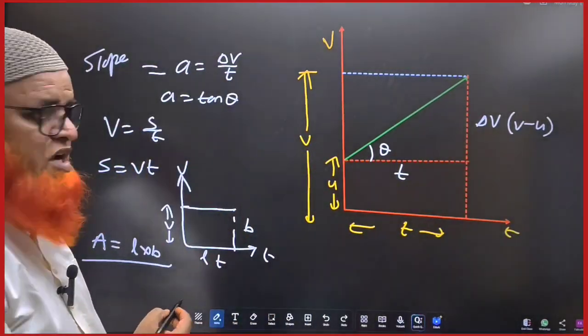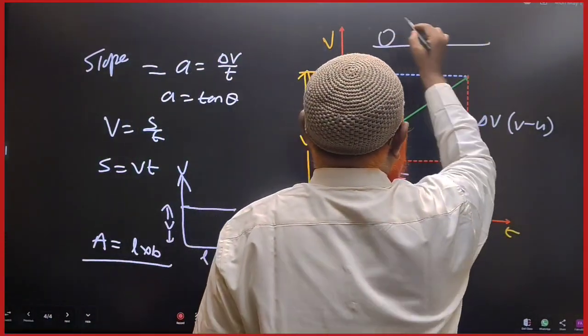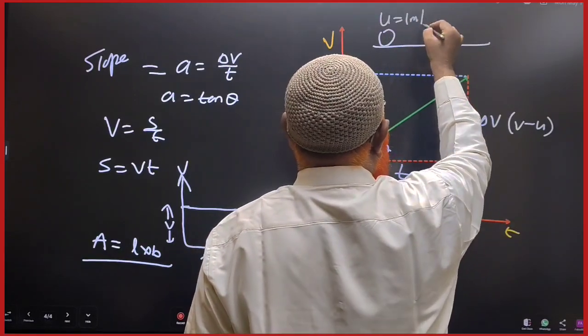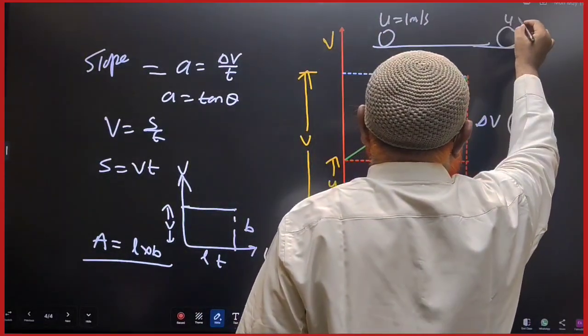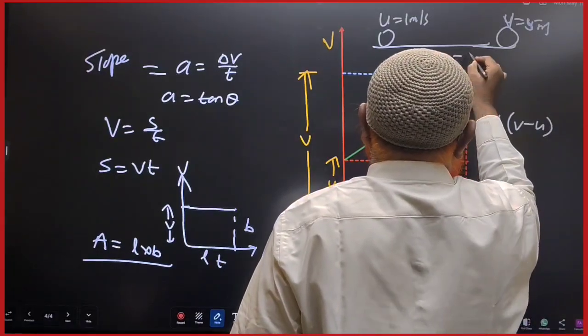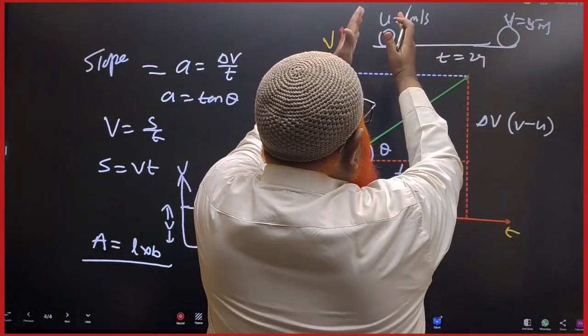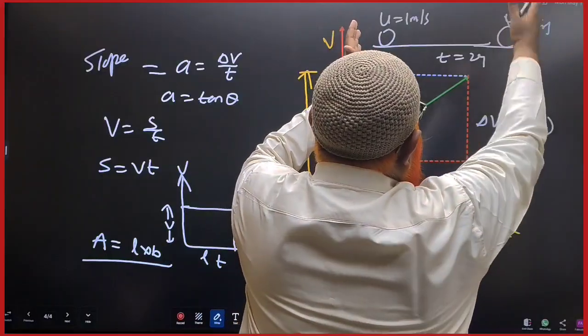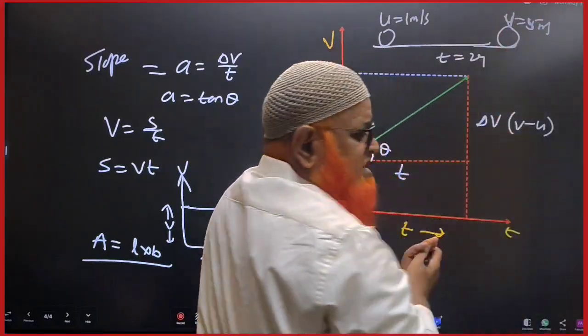Try to understand the situation. If a body has an initial velocity, as I already told you, of 1 meter per second, and its final velocity, capital V, is 5 meters per second, and the time taken is 2 seconds. So starting from 1 meter per second, the speed slowly increased to 5 meters per second, and it took 2 seconds.